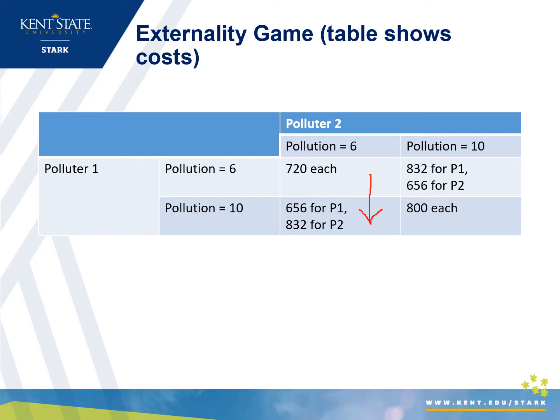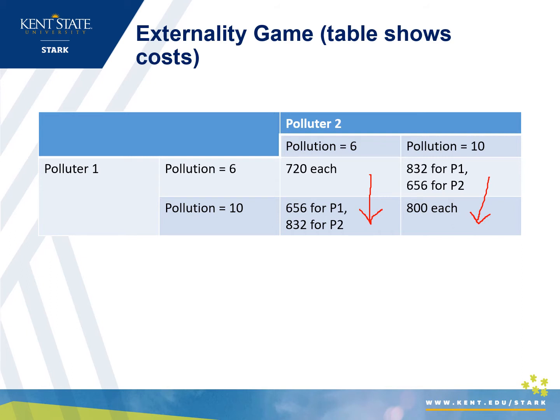Meanwhile, if polluter 1 believes that polluter 2 is going to go with the higher level of pollution of 10, then polluter 1 knows that if they still pollute 6, that's $832 of cost they're going to have to pay. On the other hand, if they pollute 10, that's only $800. Well, $800 is a better cost than $832. So polluter 1 decides that it doesn't actually matter what polluter 2 chooses between these two options, polluting 10 is the better choice.